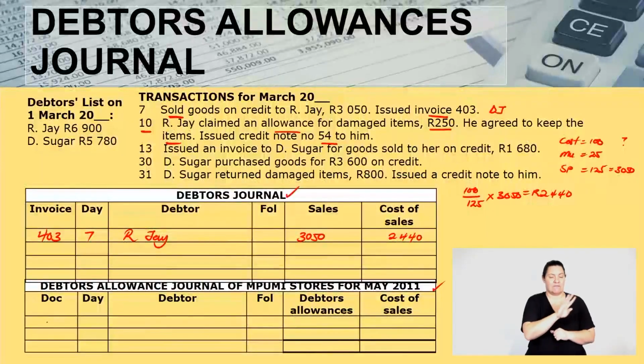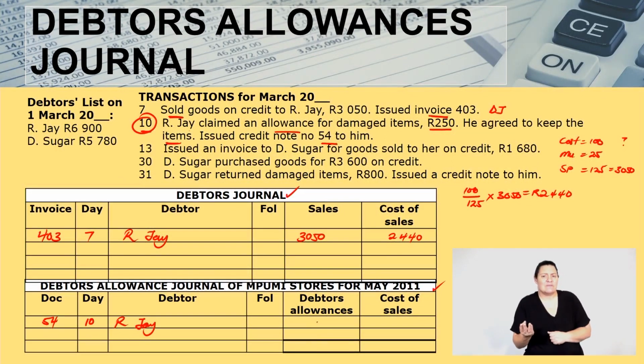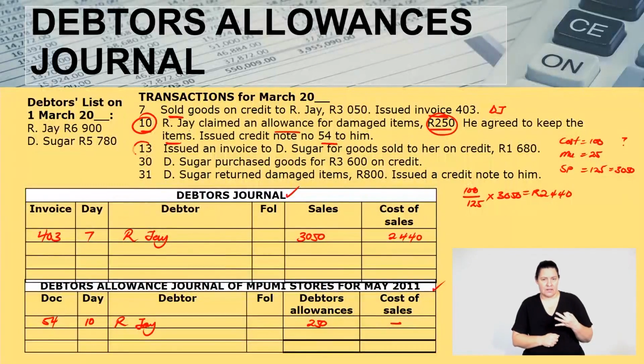What is the document number? 54. Do you remember the day? It is the 10th. The name of the debtor? RJ. How much is the allowance we're giving him? Here it is, 250. Do I have anything to record in the cost of sales? No. Do you remember why? Because no goods have been returned to us. Let's go to the 13th.